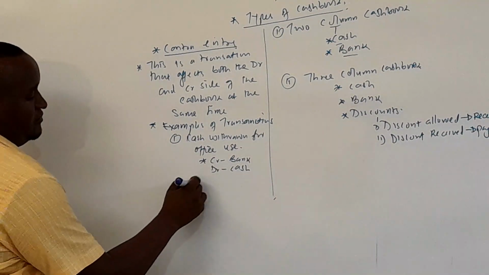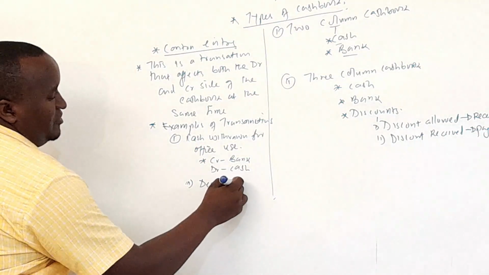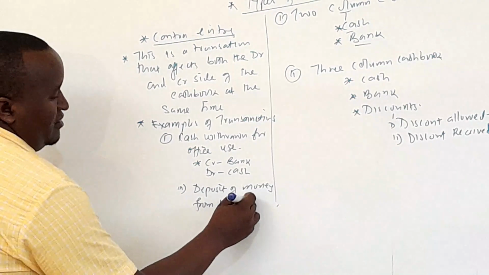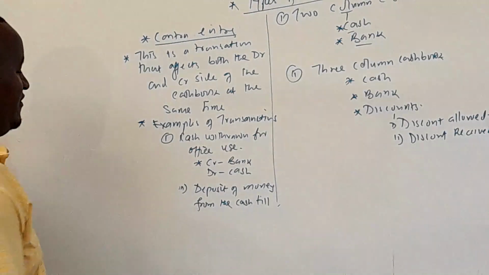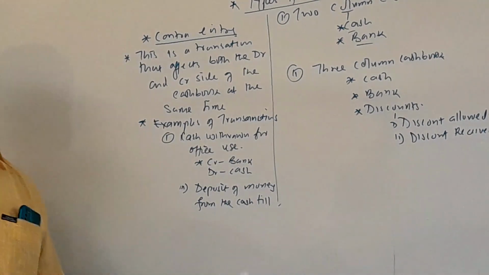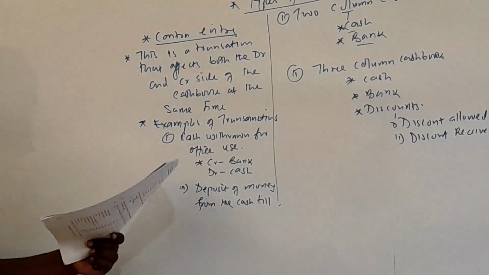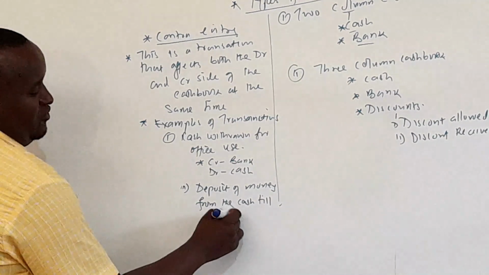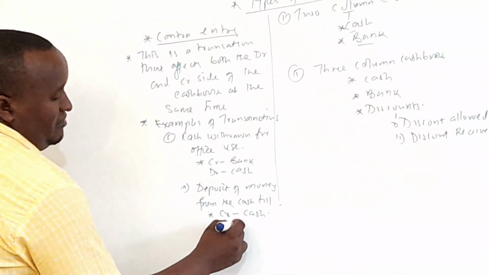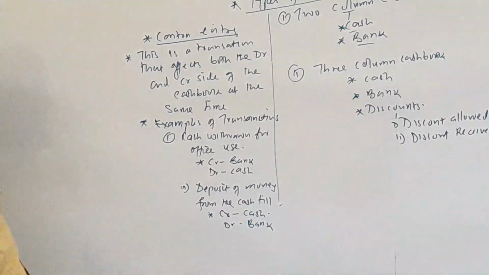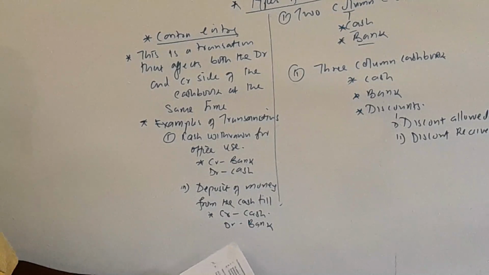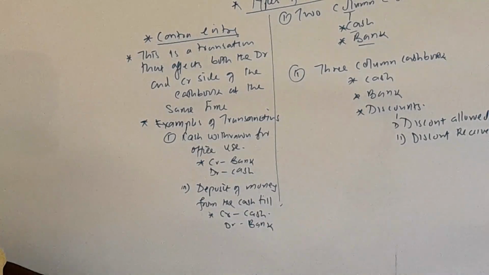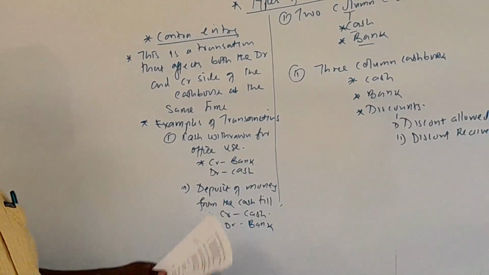And the second one is deposit, the deposit of money from the cash till. If we deposit money from the cash till, again that one will have a double entry: we shall credit cash and we shall debit bank. The money that we had in hand, we take it to the bank. So the effect is that the bank will increase and the cash will reduce.